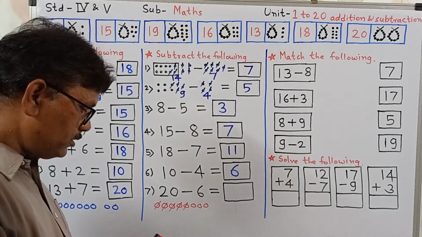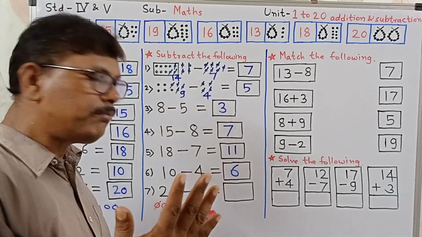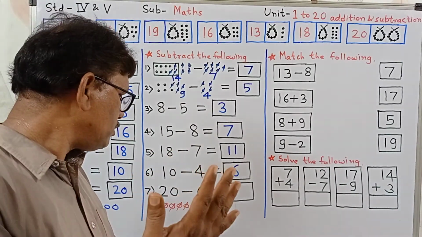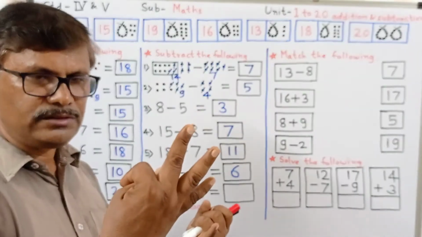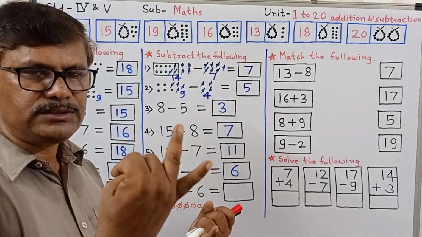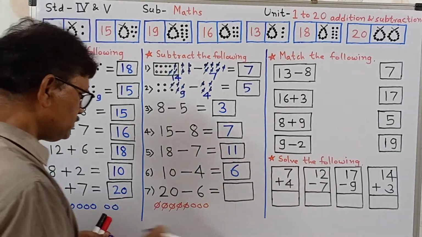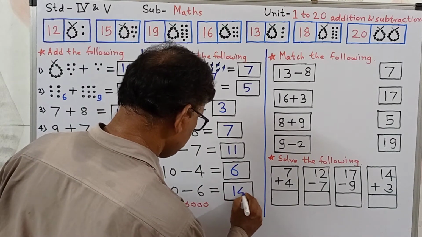Okay. 20 minus 6. So take 6 fingers and count down from 20. Count before numbers from 20: 19, 18, 17, 16, 15, 14. The subtraction of 20 minus 6 is 14.